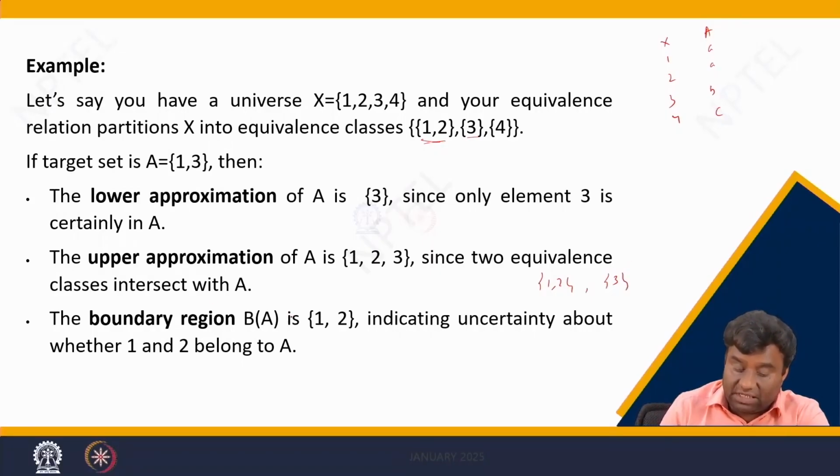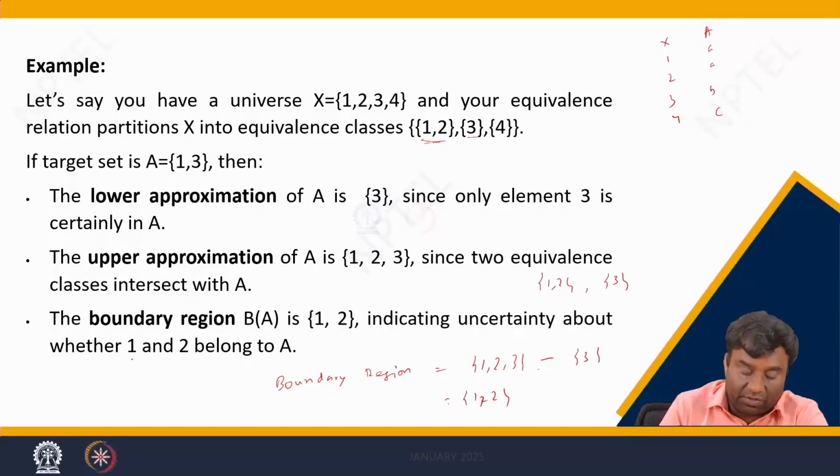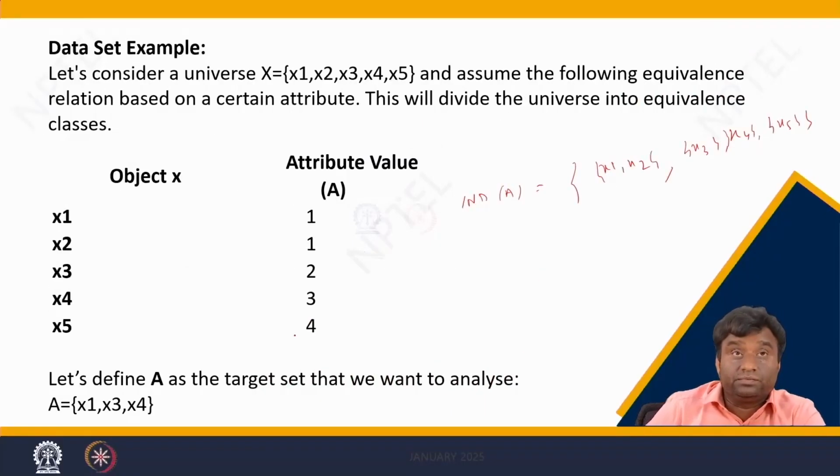So the boundary region is the upper approximation minus the lower approximation. Here the boundary region is the upper approximation minus the lower approximation, and we will get {1, 2}. So here {1, 2} indicates uncertainty about whether 1 and 2 belong to the set A or not.